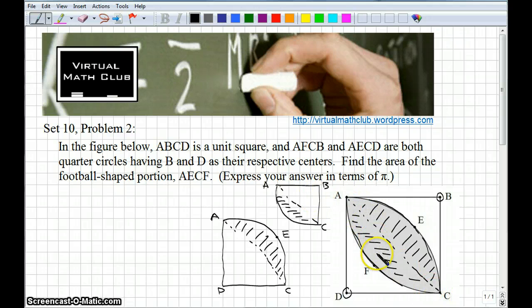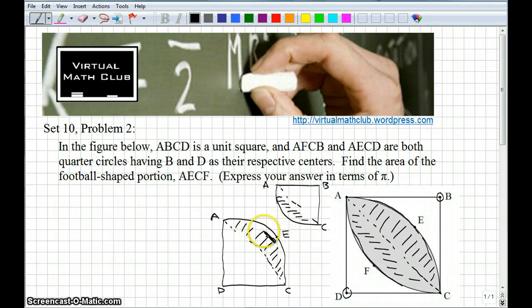These two regions here, this A, E, C arc region here and this region are the same. So really we just need to figure out one and then multiply it by 2. Okay? So I guess that's my hint to you. Alright, so let's go ahead and solve this.